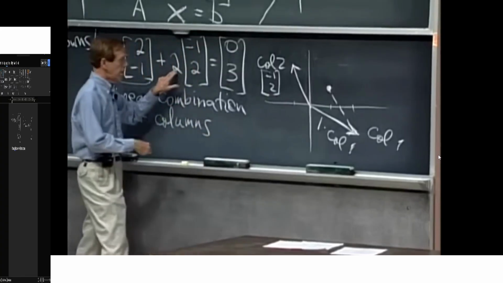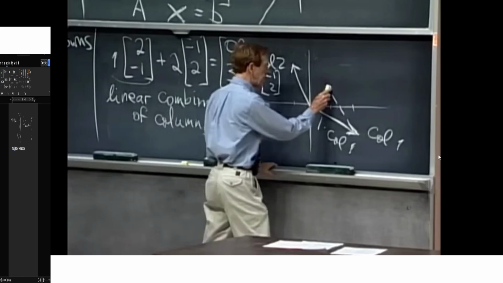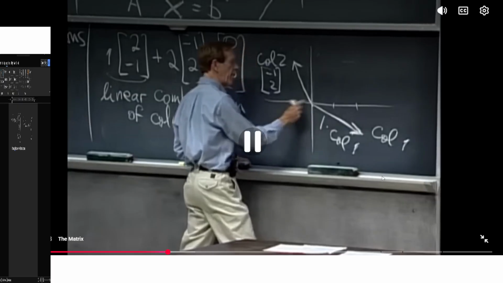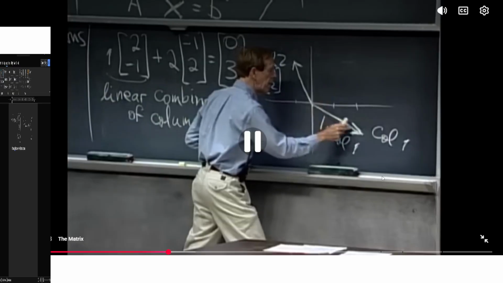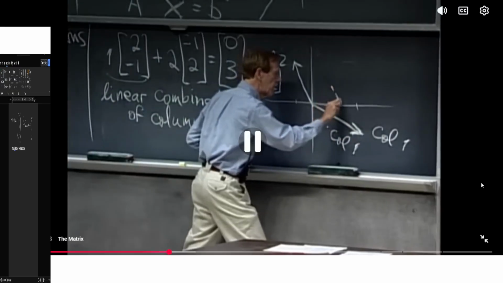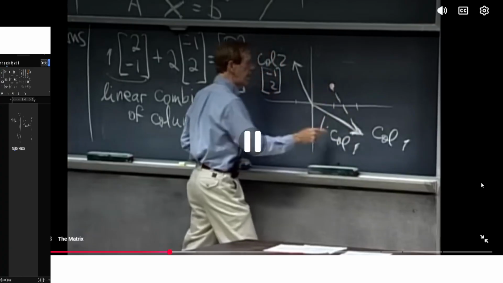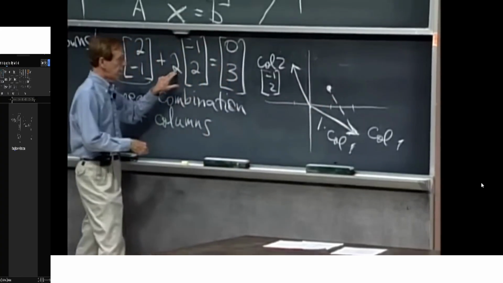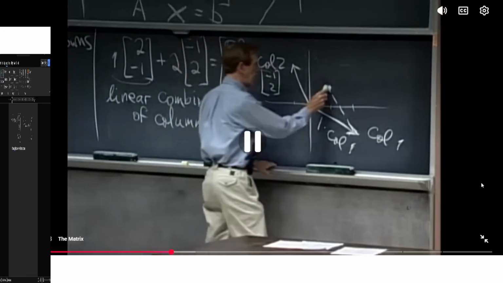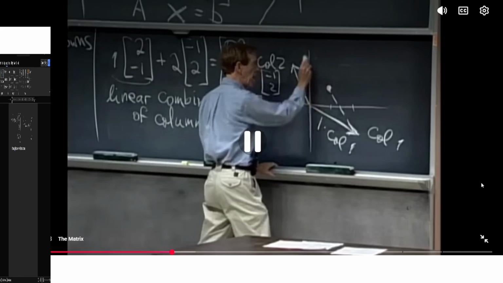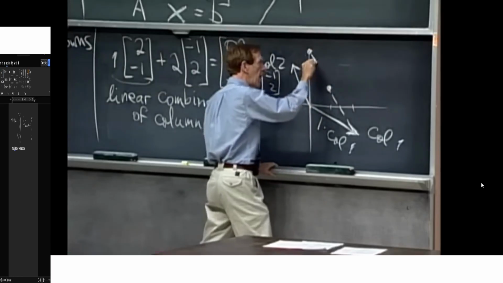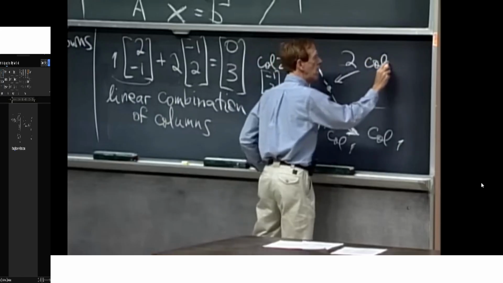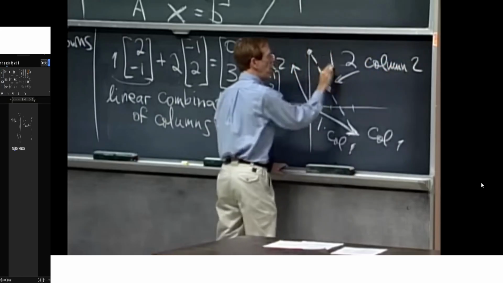But I wanted to tuck on 2 of column 2, so the second one will go left 1 and up 2 also. It'll probably end there. And there's another one. So what I've put in here is 2 of column 2 added on.